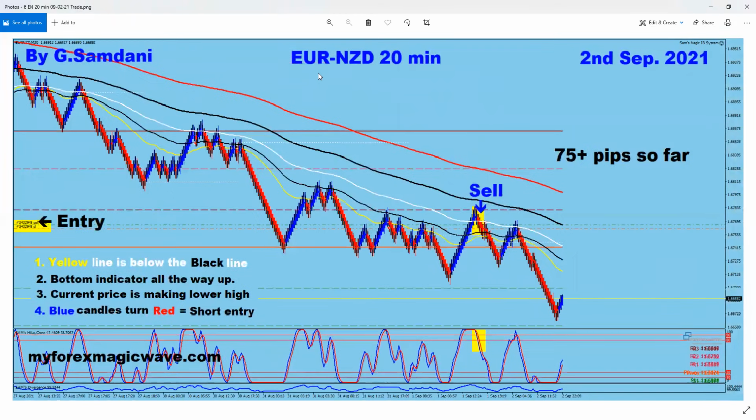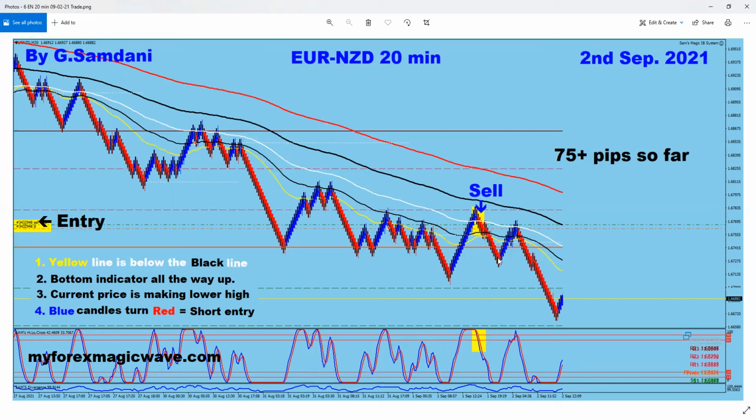Similarly here, Euro Aussie, a completely different pair, but you can see the setup is exactly the same, right? This was an entry, this was an entry, this was an entry. This is the one I took. Yellow is below the black, this indicator all the way up. Red price is making a lower high and boom. Red candle turns, blue candle turns red, and I opened the trade for 75 pip.